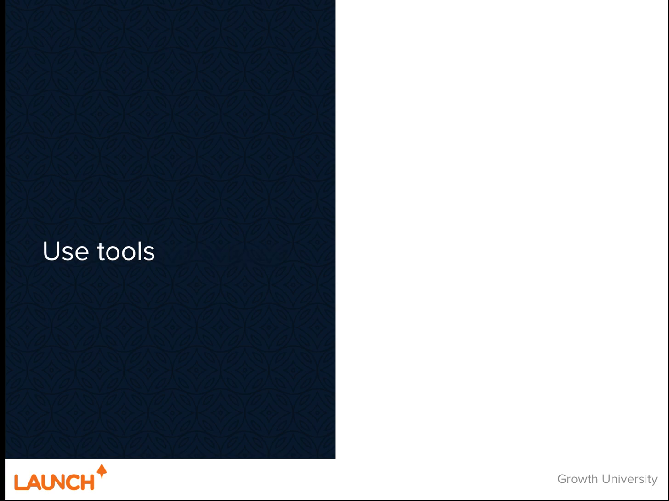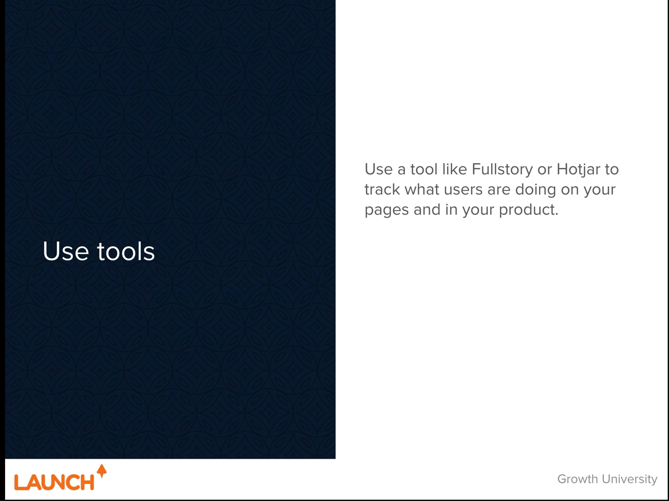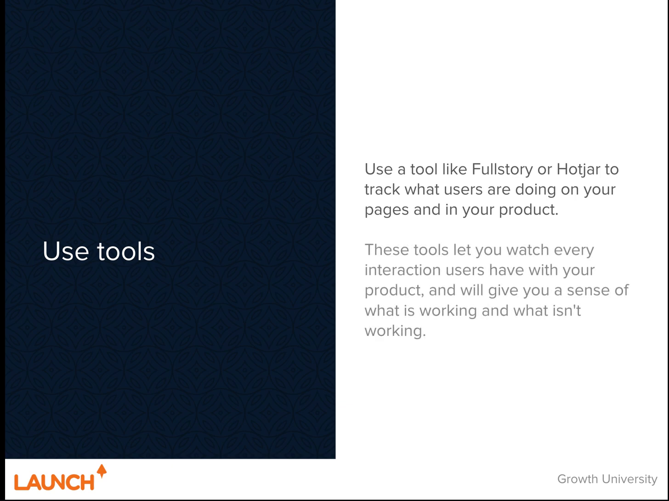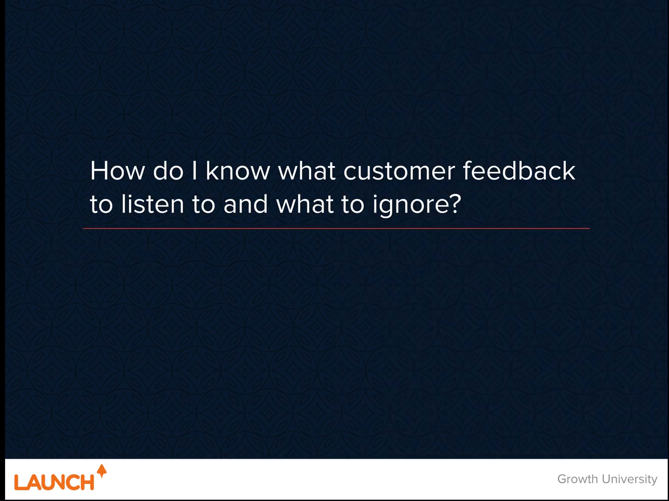You can also use tools, is the 4th thing. So use a tool like Full Story or Hotjar to track what users are doing on your pages and within your product and really get that data. With these tools you can watch every interaction that users have with your product, and it's going to give you a sense of that success or failure. It'll even give you things like rage clicks and other things that people are doing that you may or may not be aware of on your site or in your product.